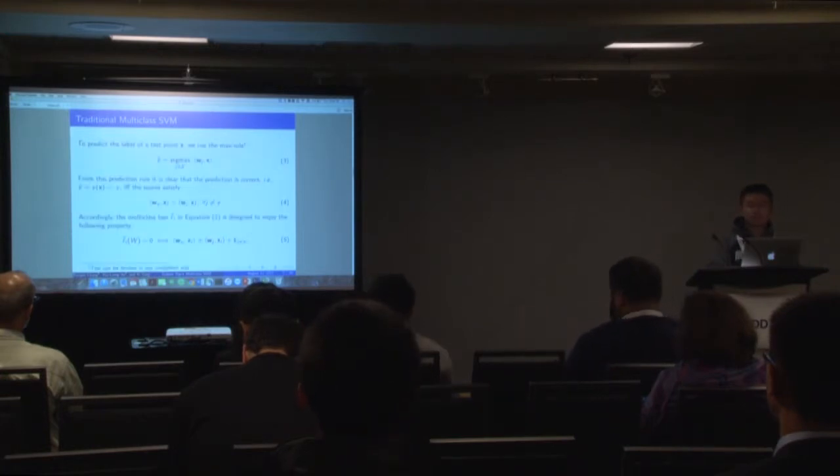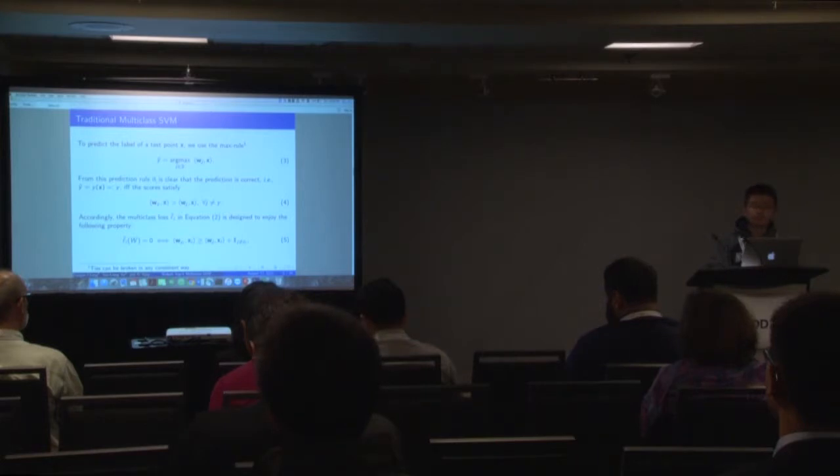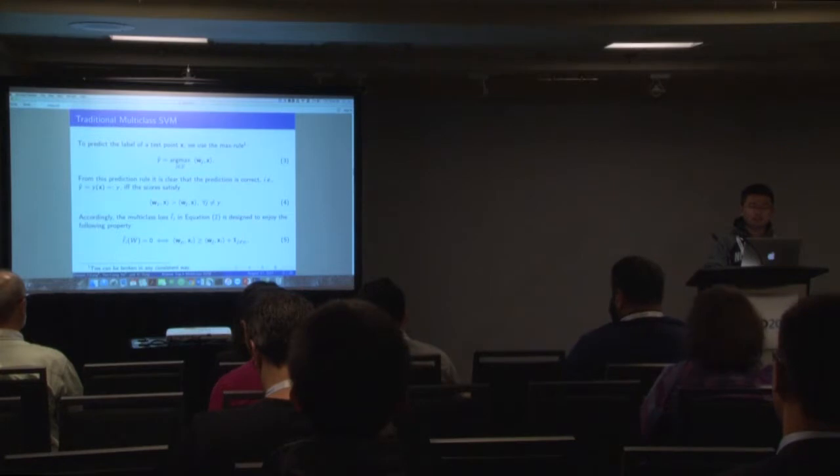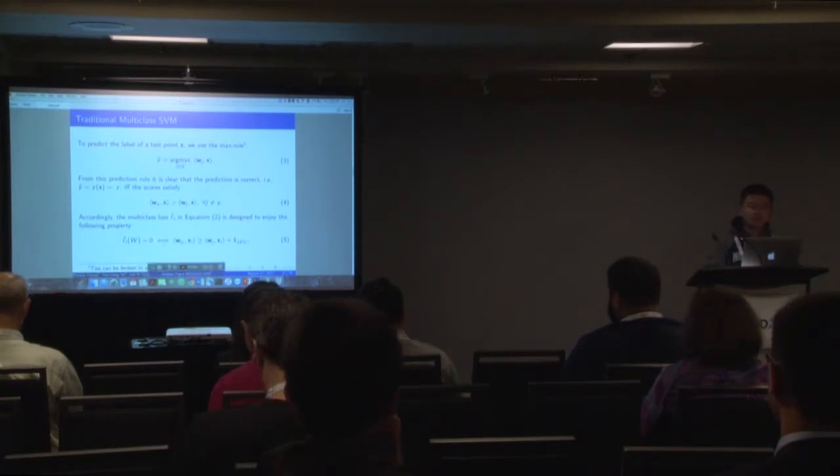So to predict the label of a test point x, we use a max rule. Max rule is formulated as this formulation. So ties can be broken in any consistent way. So from this prediction, it is clear that the prediction is correct if the scores satisfy this equation. So accordingly, the multiclass loss in equation 2 is designed to enjoy this property. So this is a traditional multiclass SVM.